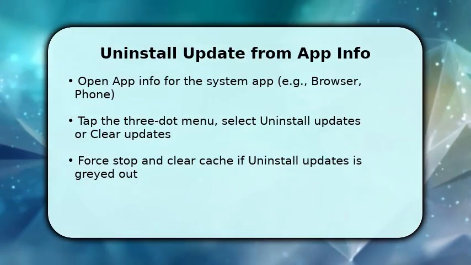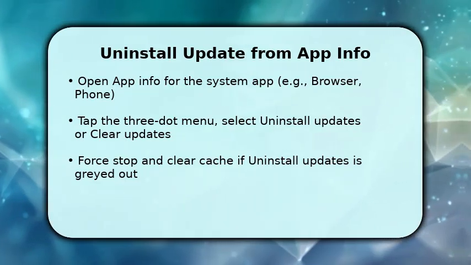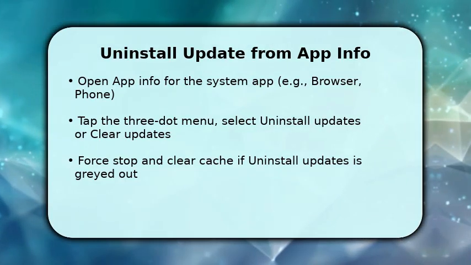Now you go into the Apps App Info page and tap the three-dot menu, select Uninstall Updates. This reverts the system app to the factory version without needing root.